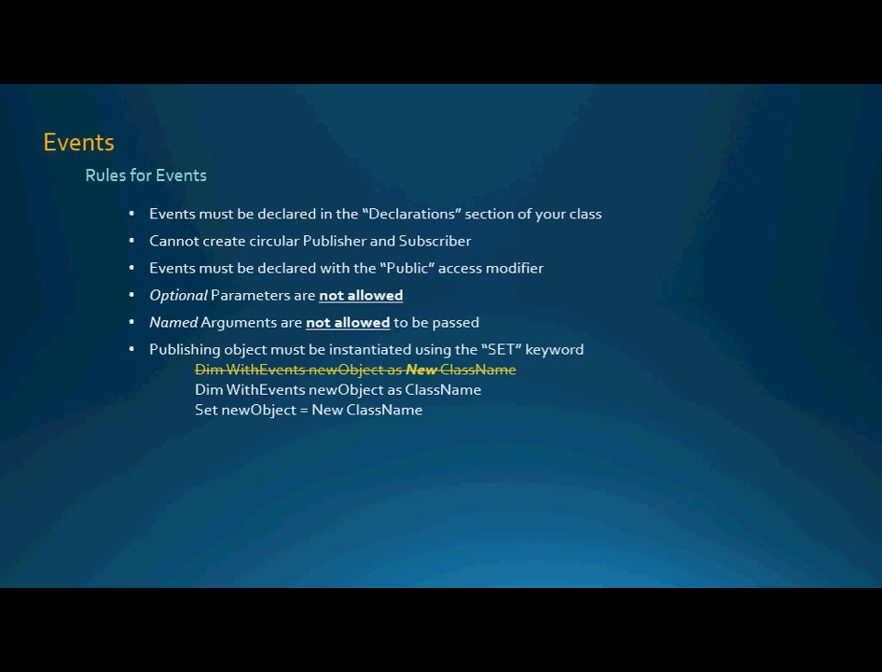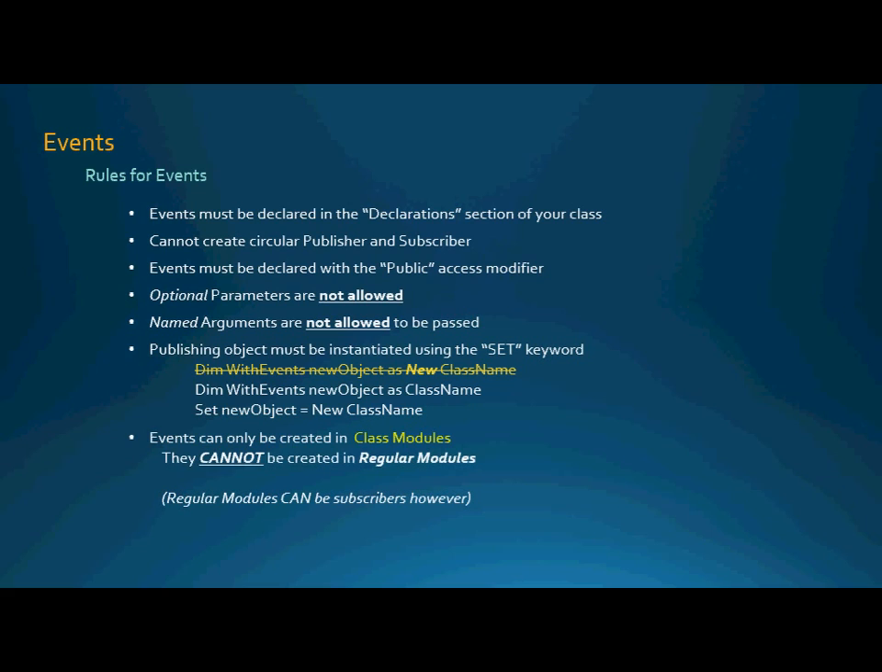And then after we've dimmed our class, we can then somewhere in our code use the Set keyword in order to set the object into a new instance of the class. Okay, and that's what you have to do. If you're going to use the WithEvents keyword, you cannot use the New keyword with your declaration of that object. And then when you're going to instantiate that object, you have to use the Set keyword in order to use the New keyword to create that instance of your class name.